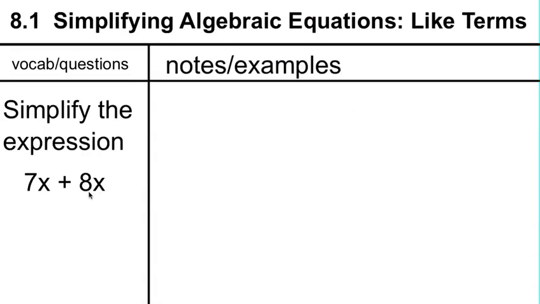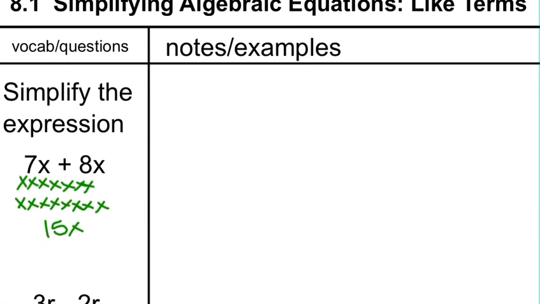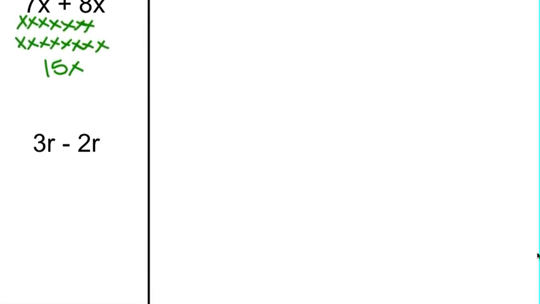Let's try some easier problems. 7x plus 8x. Well, this is just telling me to add. It's like I have 7 x's: 1, 2, 3, 4, 5, 6, 7. And I'm going to add 8 x's to that: 1, 2, 3, 4, 5, 6, 7, 8. Well, if I count these all up, I would end up with 15 x's. And that is, again, totally acceptable. And that's how you solve that problem.